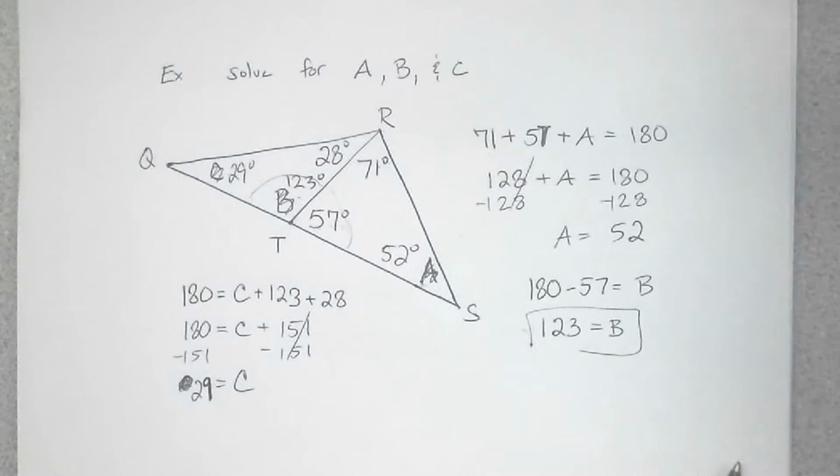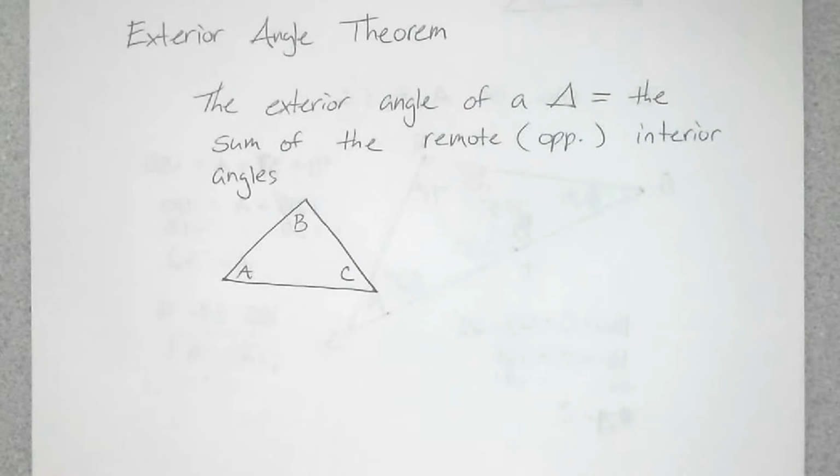Now, that's the first part of this lesson, the triangle angle sum theorem. Let's go on to the second part. So the next one we have is called the exterior angle theorem. The exterior angle theorem basically says the exterior angle of a triangle is going to equal the sum of the opposite or the remote interior angles. I'll show you what I mean.